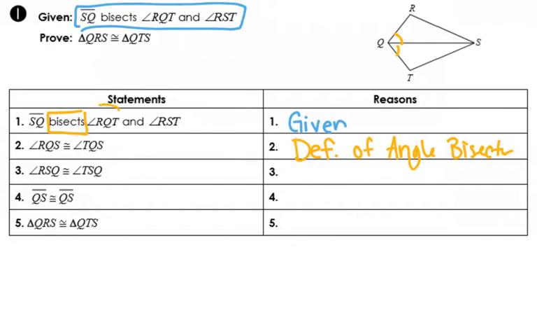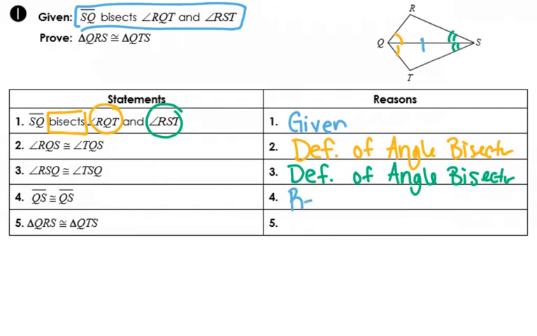So we took care of this one, but we haven't taken care of this next one, which is our next statement. So RSQ over here is congruent to TSQ, but again, that's the definition of an angle bisector. And then they say that QS is congruent to QS because they're sharing the same side. Remember, if it's just the same side repeated, that is your reflexive property.